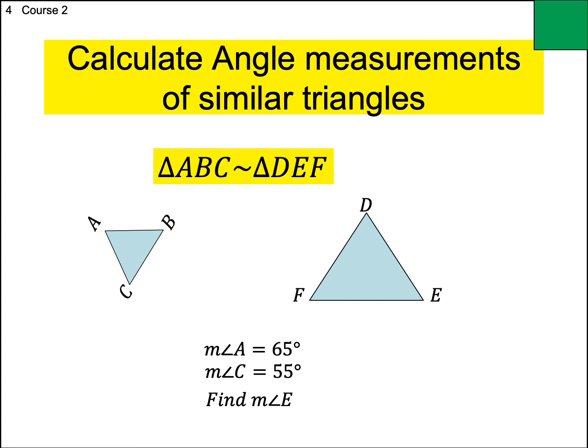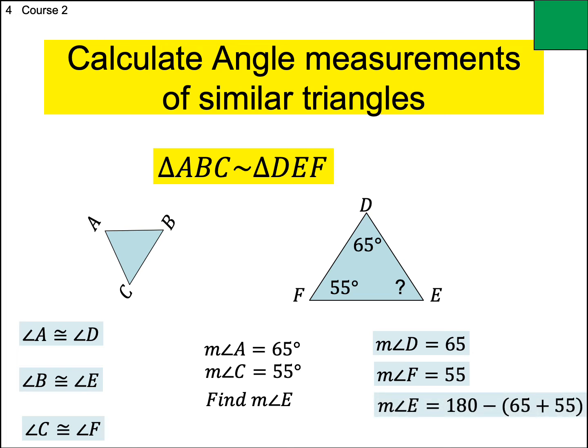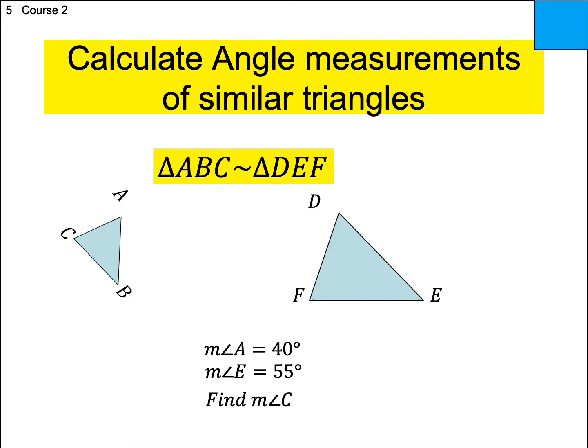Well, E is the one we're looking for. A goes with D. So therefore, if A is 65, D is 65. We're given angle C. We're also asked to find angle E. Well, E goes with B. I don't know what any one of those are, but I do know that C goes with F, and C is 55, therefore F is 55. There are the two angles that I'm given on the triangle that I'm looking for. We add 65 and 55. That would be 120. And from 180, we subtract the 120, and therefore we get 60. Make sense? Okay. One more.